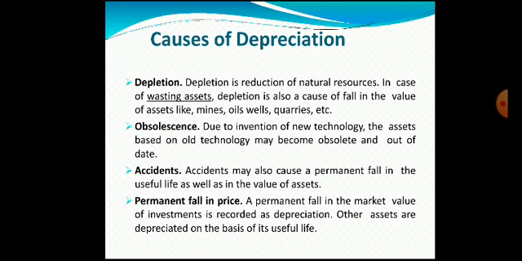Then obsolescence. Due to invention of new technology, assets based on the old technology may become obsolete and out of date. Then accidents. Accidents may also cause a permanent fall in the useful life as well as the value of assets, a permanent fall in the price. A permanent fall in the market value of investments is recorded as depreciation. Other assets are depreciated on the basis of their useful life. So, these are the different reasons or causes for depreciation, the reasons for which the value of the asset comes down.